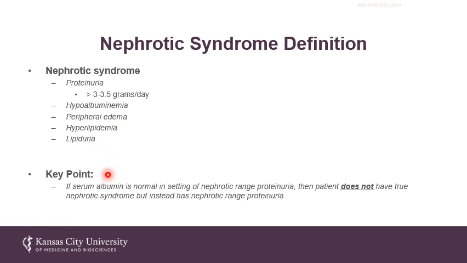So the key point here is if the serum albumin is normal and you have nephrotic range proteinuria, then you do not have true nephrotic syndrome, but instead nephrotic range proteinuria. And the reason I bring that up is because it helps with the differential diagnosis. There are different things that cause you to have nephrotic range proteinuria but normal serum albumin. Something like secondary FSGS, which you don't need to know, it's just an example.